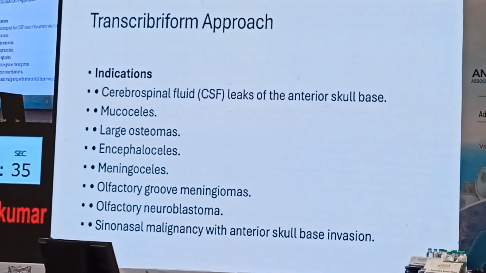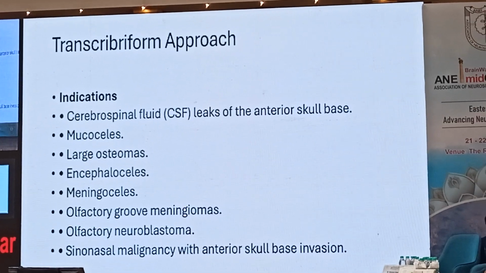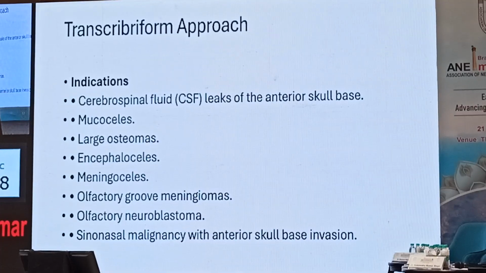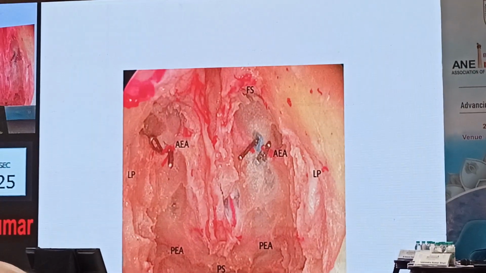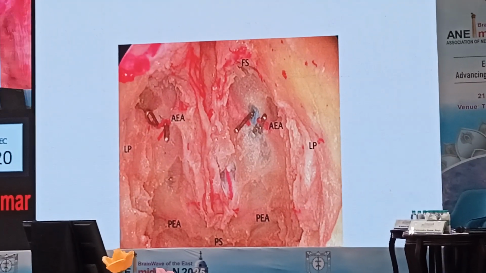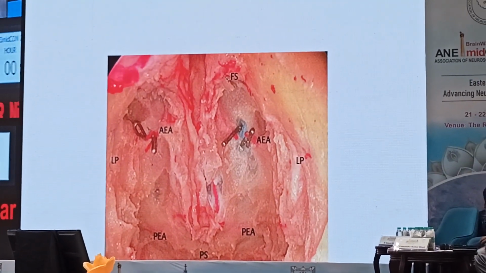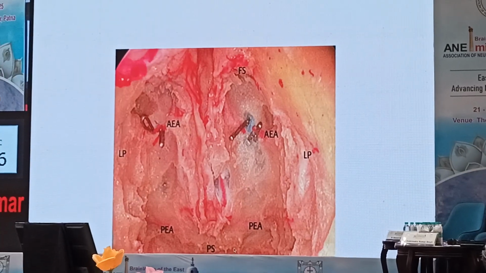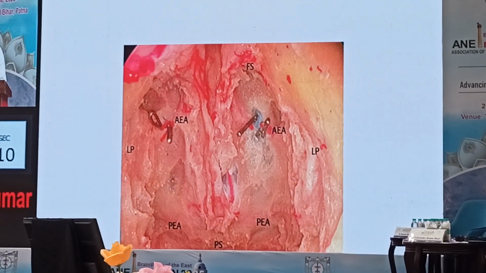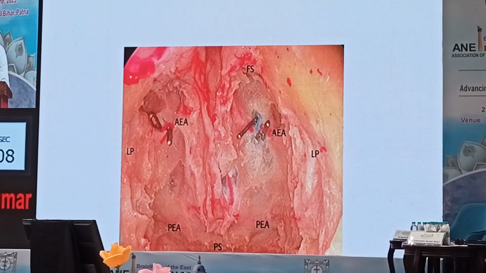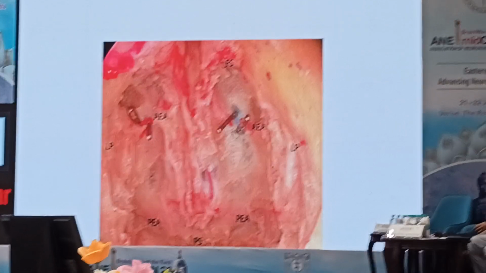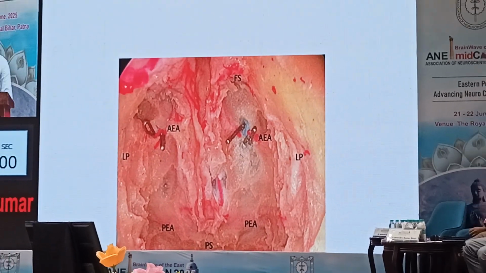Now coming to the transcribriform approach, they are indicated for CSF leak, mucocele, large osteoma, encephalocele, meningocele, or sometimes olfactory groove meningioma. So in case of transcribriform approach, this is the exposure that is required: anteriorly up to the frontal sinus, posteriorly up to the planum sphenoidale, and laterally up to the lamina papyracea. In the midline, we can see small vessels which are the anterior ethmoidal artery and the posterior ethmoidal artery. So if you are planning for tumor surgery in this area, these vessels need to be coagulated for early tumor devascularization.